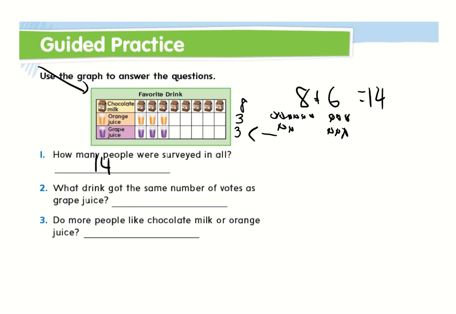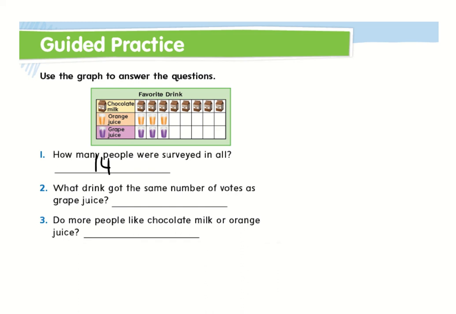Now, what drink got the same number of votes as grape juice? So let's go back up and analyze our data, boys and girls, to see which one got the same amount of votes as grape juice. If I look at grape juice, I have 1, 2, and 3. And if I look right above it, I know that orange juice had the same number of votes.